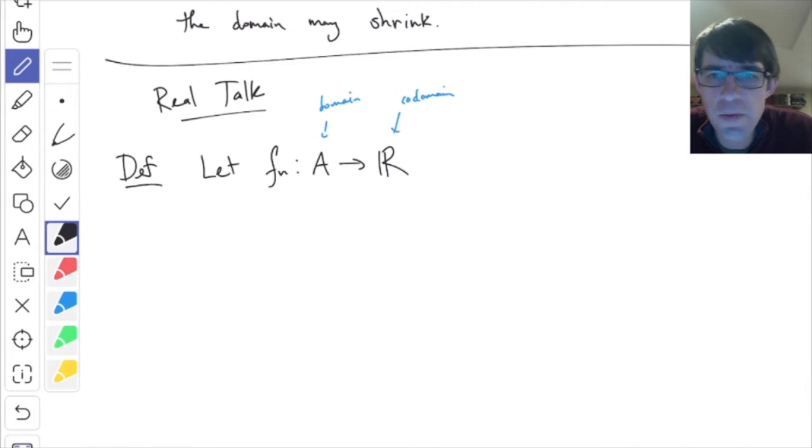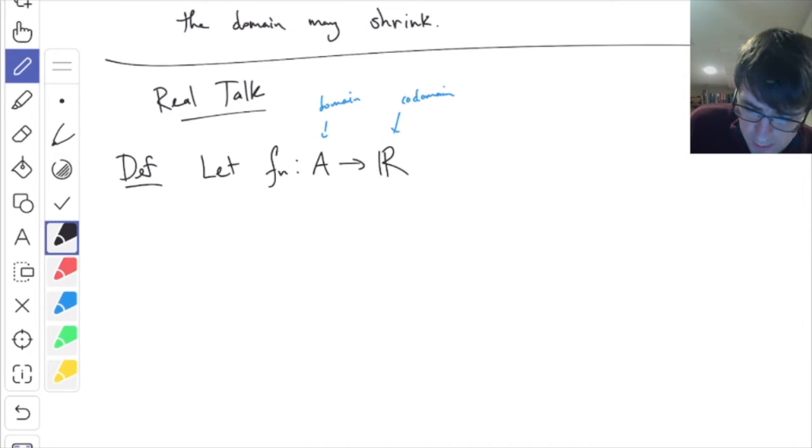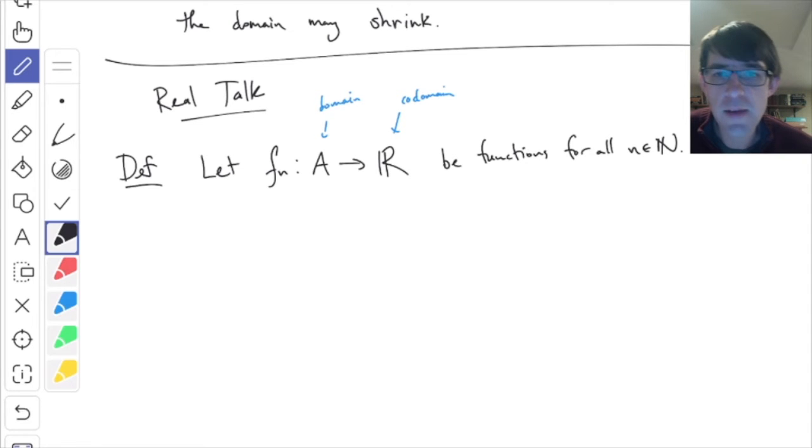So we're going to say the domain is just some set A. Fn, they all have the same domain in the sequence. Let these be functions for all n in the natural numbers. That is to say, I have a sequence of functions.